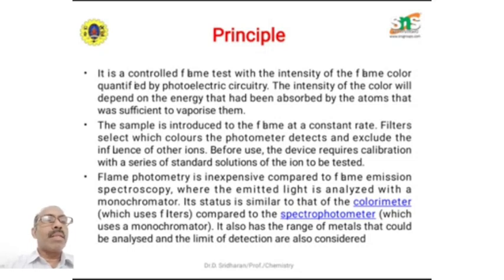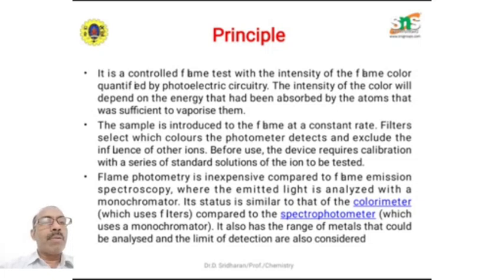It creates different colors, that means a change in intensity. So that is a very essential part to determine the various alkali metals and alkaline earth metals. The sample is introduced to the flame at a constant rate. Filters select which colors the photometer detects and exclude the influence of other ions. Before use, the device requires calibration with a series of standard solutions of the ion to be tested.